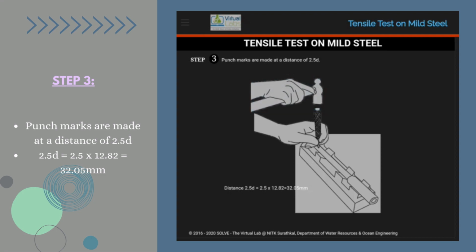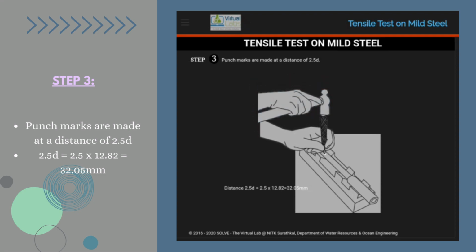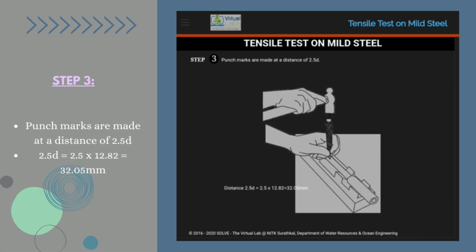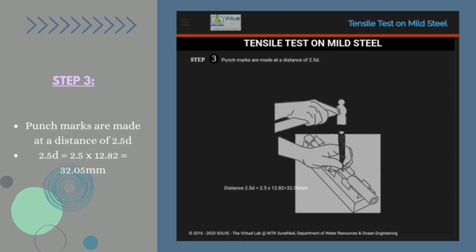Next, punch marks are made at a distance of 2.5 diameter. 2.5 diameter means 2.5 times 12.82 and you will get 32.05 millimeter. So, the distance between each punch mark is 32.05 millimeter.